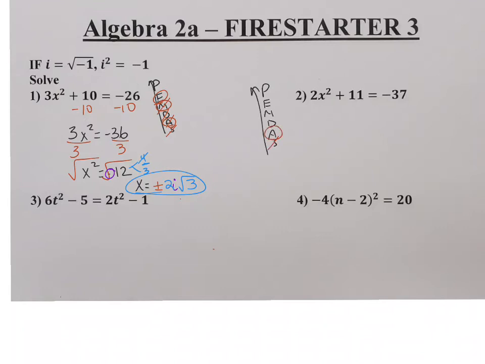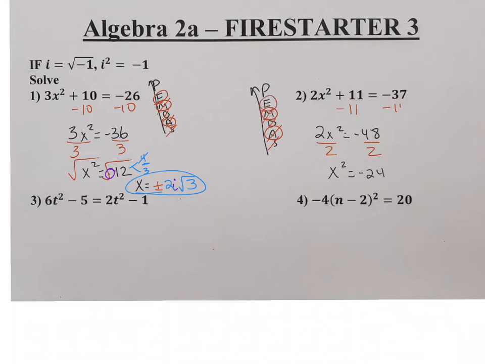No subtraction. There's addition, that's why I'm minus 11 for both sides. I end up with 2x squared equals minus 48. Addition's gone, no division. There's multiplication, that's why I divide by 2 on both sides. I end up with x squared equals negative 24.